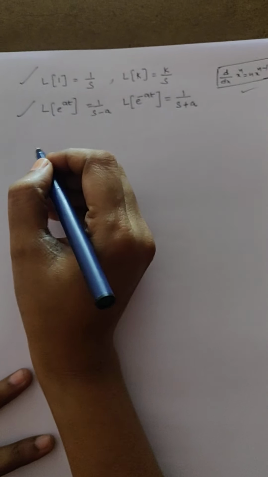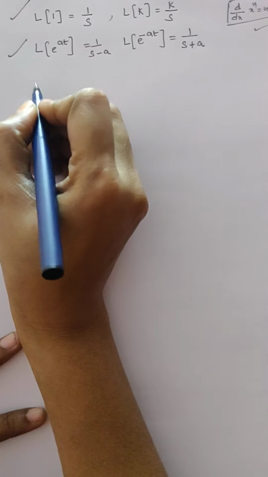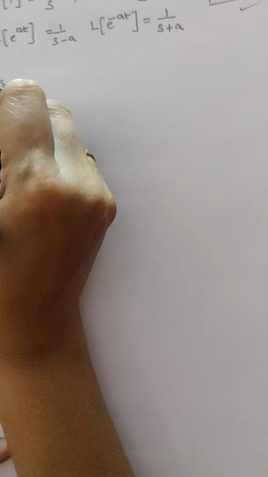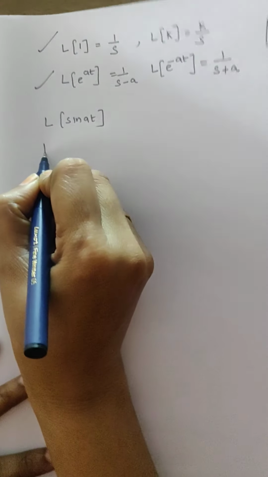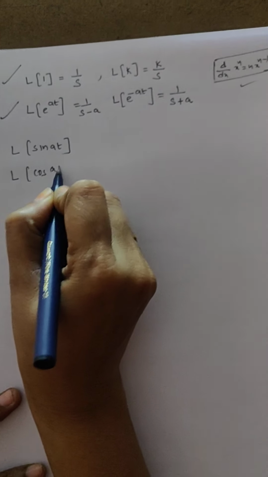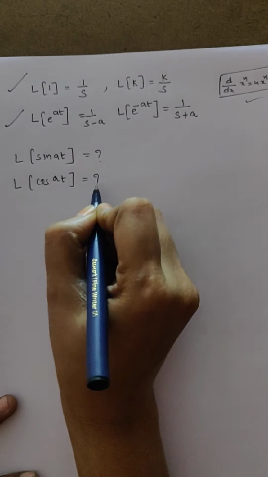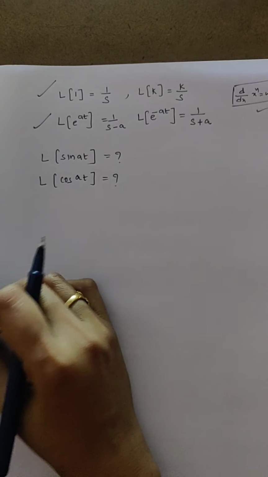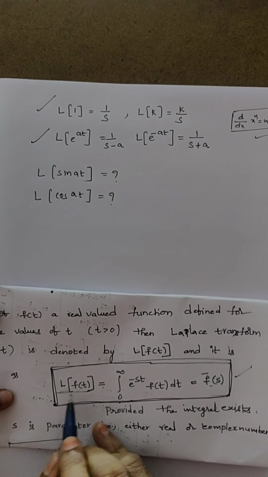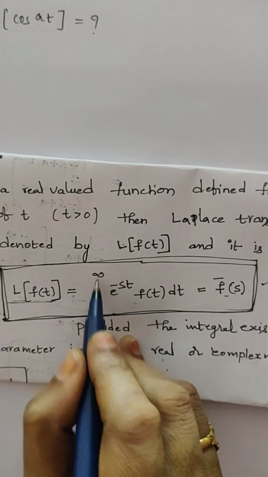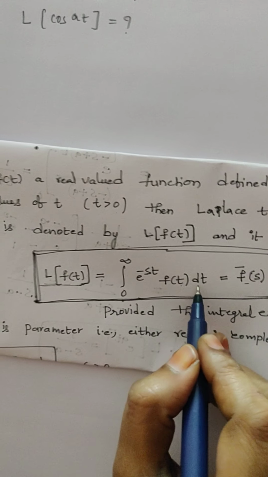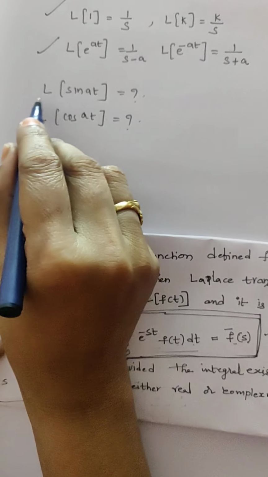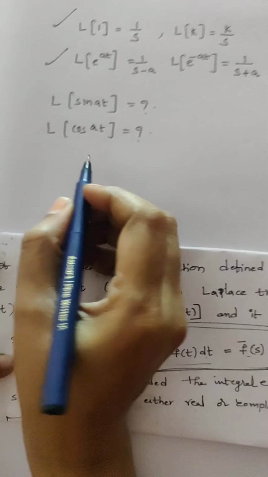And some more standard functions to find Laplace transforms are trigonometric functions. So we are going to find out now Laplace transform of sin at, Laplace transform of cos at. To find these Laplace transforms, again we are going to use the basic definition. We know Laplace transform of f of t equal to integral 0 to infinity e power minus st f of t dt. By using this basic definition, we are going to find out again Laplace transforms of sin and cos.